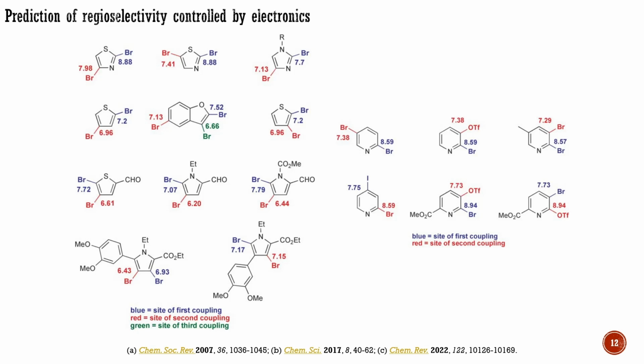The numbers show the proton NMR chemical shift values of the parent non-halogenated arenes. Based on these numbers, the positions indicated in blue should be the sites for the first oxidative addition. The positions indicated in red are the second favored positions for corresponding couplings. The positions in green are the most electron-rich positions and are the least favored sites for oxidative addition.